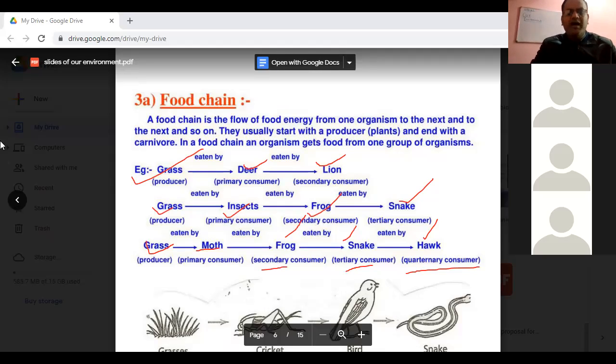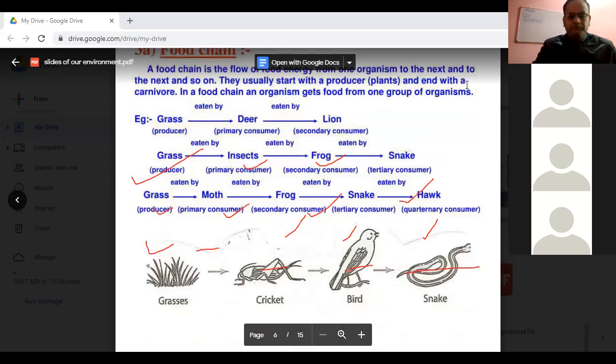Can you tell me, students, why does a food chain always start with the producer? A food chain always begins with a producer.